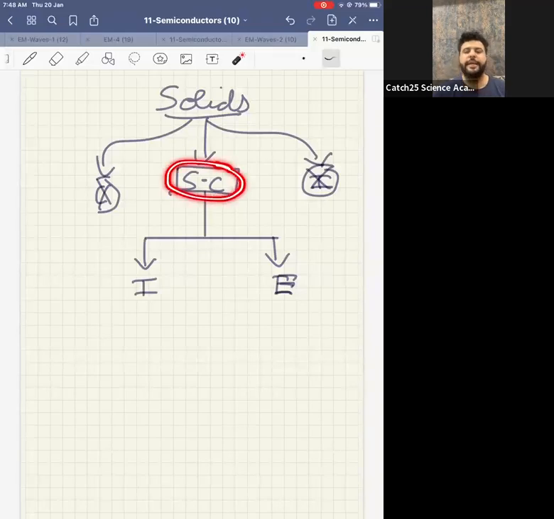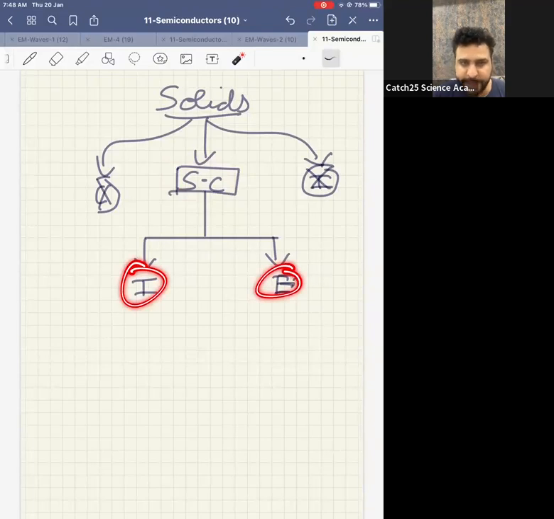Therefore, in semiconductors, I have two types of semiconductors. One is intrinsic and one is extrinsic. Now, what is intrinsic and what is extrinsic? Let me tell you. A pure semiconductor that is found in nature is called an intrinsic semiconductor. And if I make any change to that semiconductor, it is called extrinsic. Something that is pure is intrinsic. If I take that and make some change to it, it is called extrinsic.